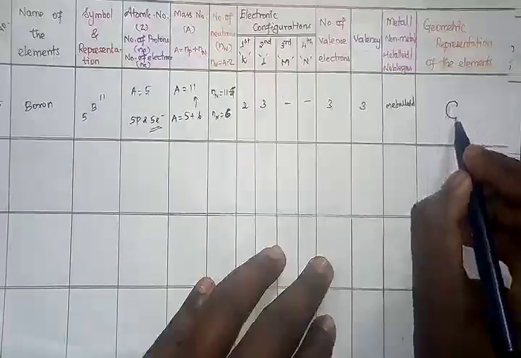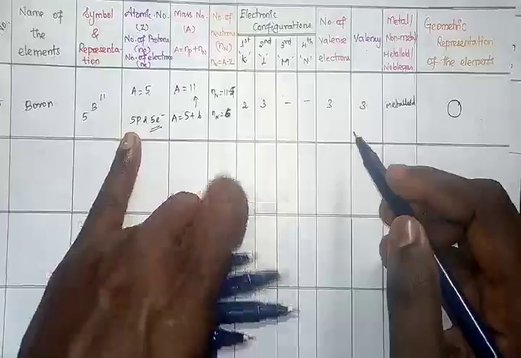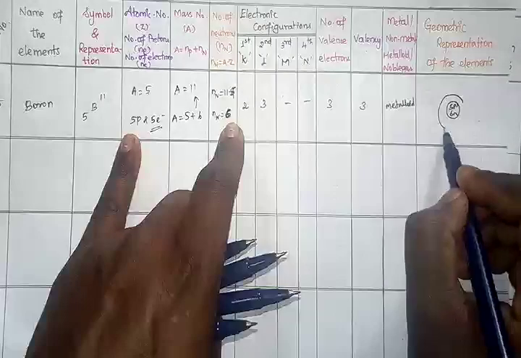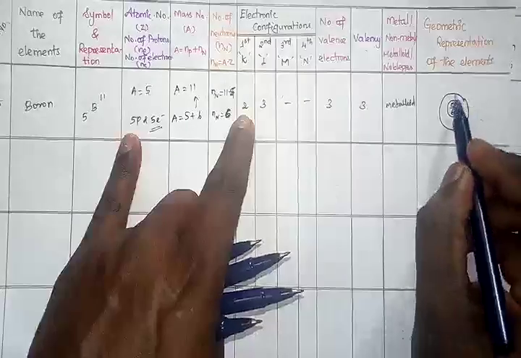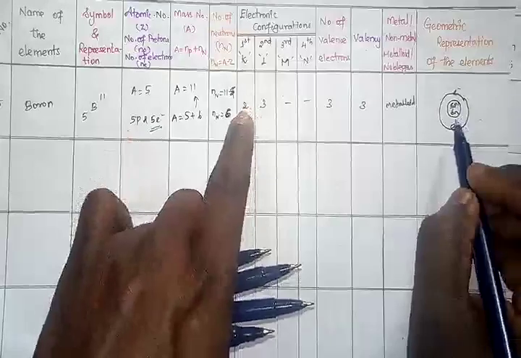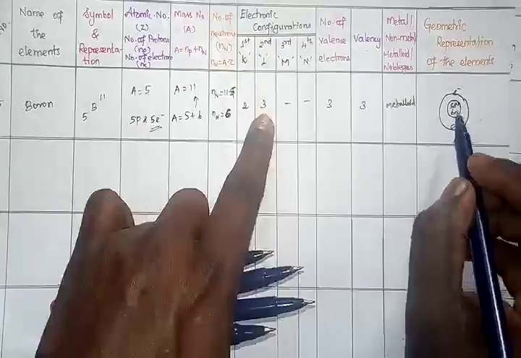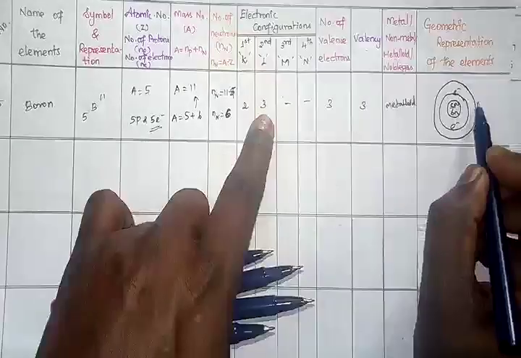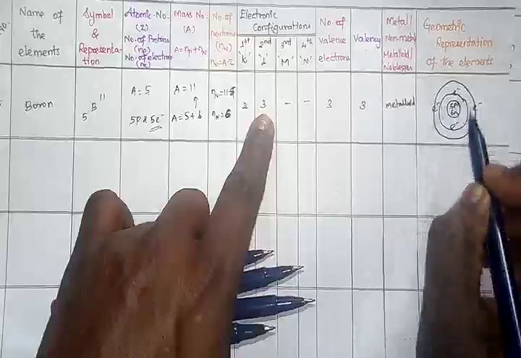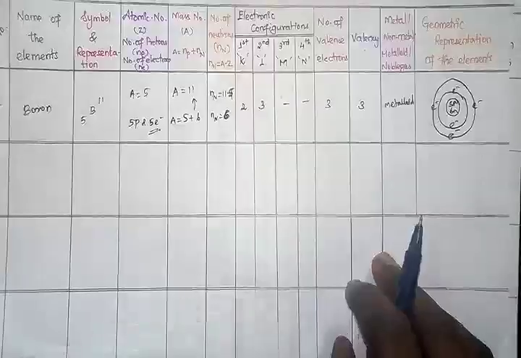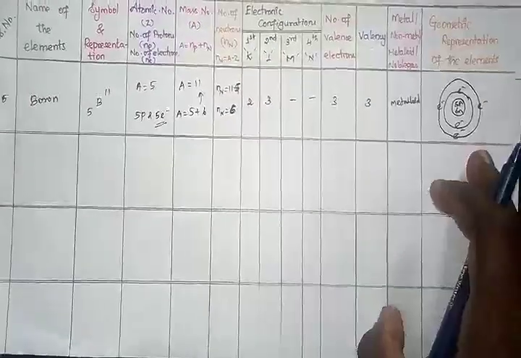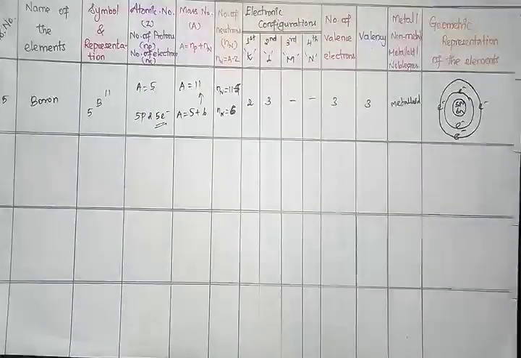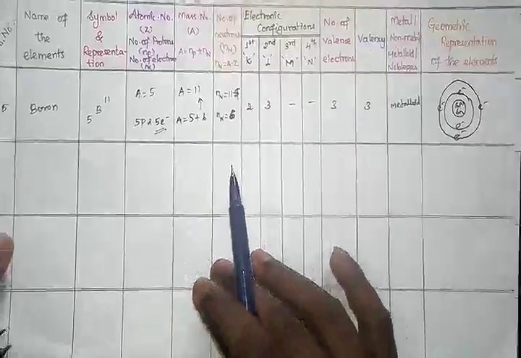First you draw the nucleus, which consists of 5 protons and 6 neutrons. Then in the K shell you draw 2 electrons, and then 3 in the L shell, so you draw one more circle that indicates the L shell: 1, 2, 3 electrons. So this is the geometrical representation of boron.